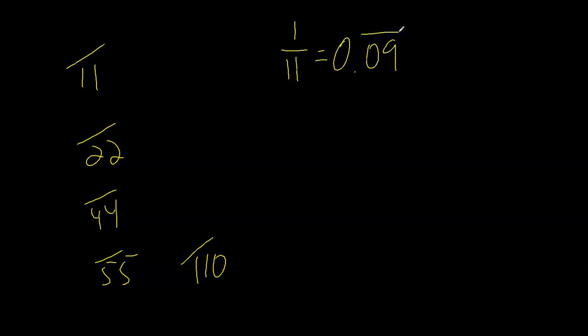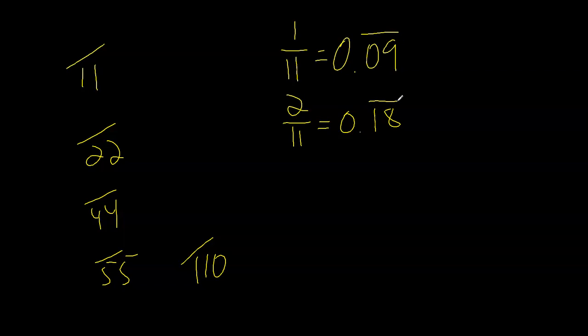0.09 with the 09 repeating. There's a nice symmetry between this and 1/9, which is 0.11 with the 11 repeating. We usually just write it as 0.1 repeating, but that's the same thing. Anyway, once we have 1/11, we can talk about other numbers of elevenths. So 2/11 is the same as 0.18 with the 18 repeating. We just double 9 and we get 18.